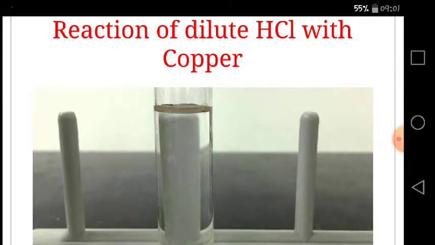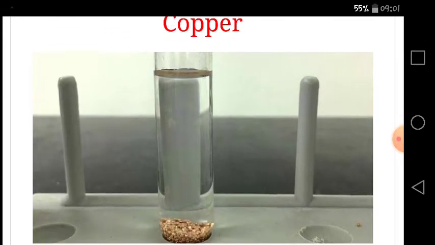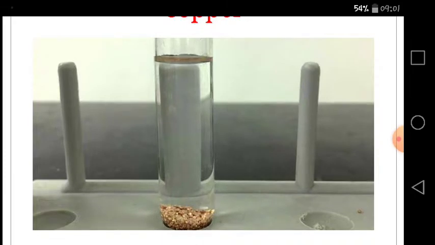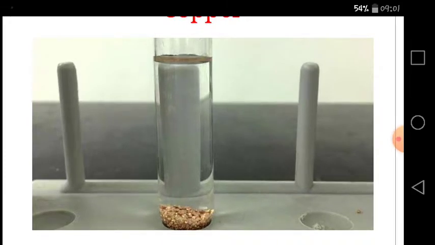Now you can see when we put the copper in HCl, no reaction is going on. You can see from this that the reaction is not going on. So this is copper, which is very less reactive with the dilute HCl.